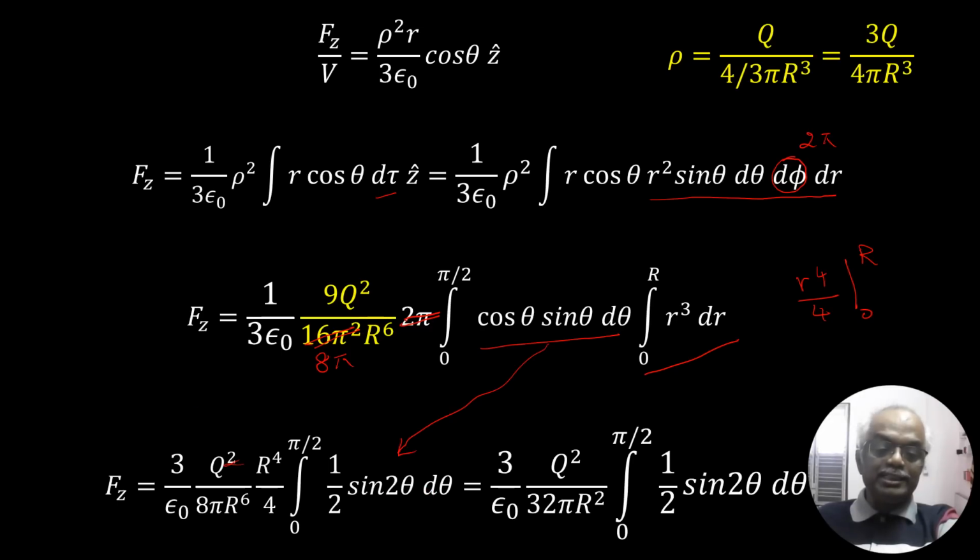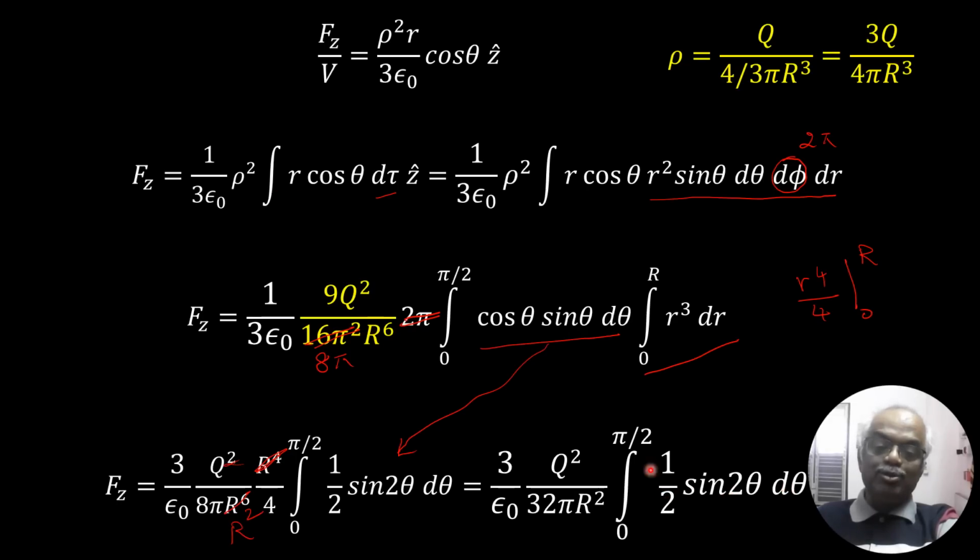Now you can cancel some of the terms. If you multiply 4 into 8, you will get 32, and you can cancel this R power 4 with this R power 6, which will become just R squared. So we have taken that 32 because 8 into 4 is 32 pi. Here you have pi into R squared. Now you have to carry out the theta integral, that is between limit 0 to pi by 2 of sin 2 theta d theta.